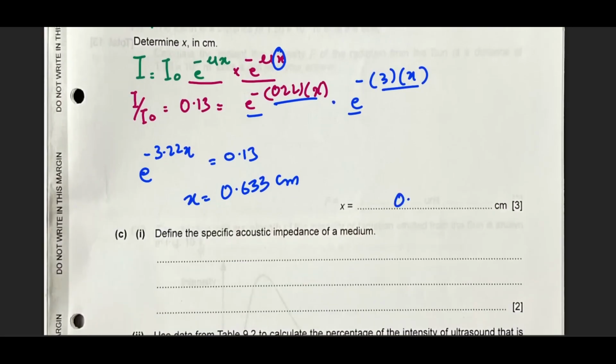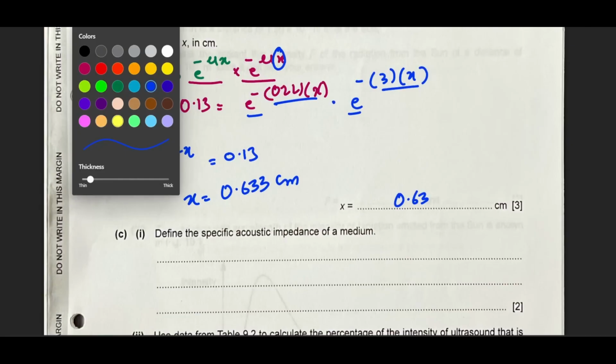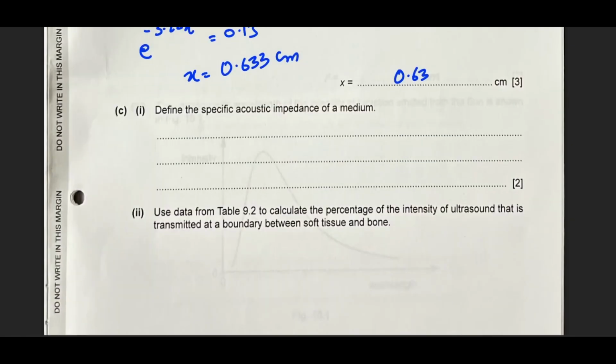Okay, so this is 0.63 or 0.633. Define the specific acoustic impedance. We understand that acoustic impedance is equal to the density multiplied by the speed of ultrasound in that medium. So simply explain this: it's the product of the density of that medium with the speed of ultrasound in that medium.